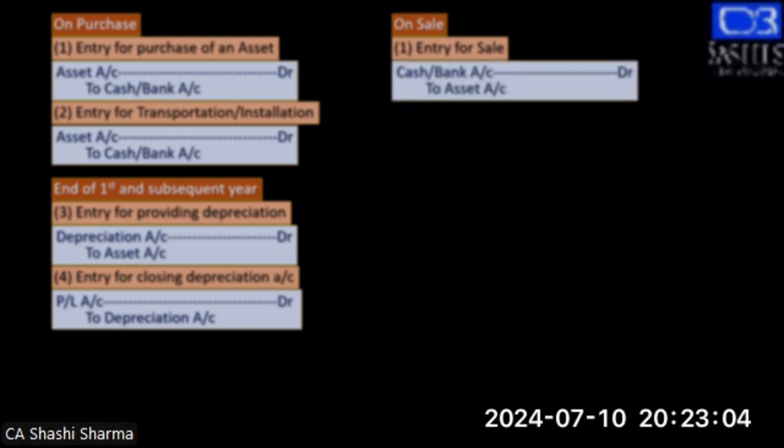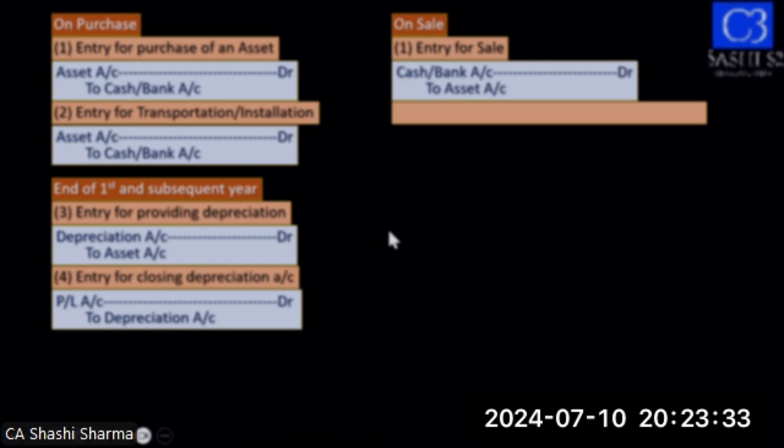Cash or bank, or if sold on credit, then the name of the person who has purchased the asset from us will be debited. And the asset account will be credited. Cash and asset both are real accounts. Cash is coming into the business, the asset is going out of the business. So this will be the entry for sale. The next entry will be the entry for providing depreciation up to the date of sale.